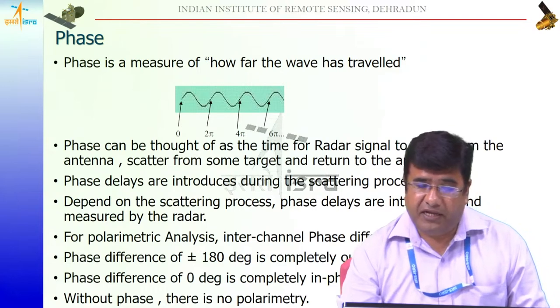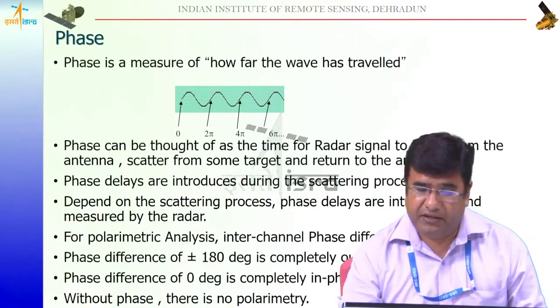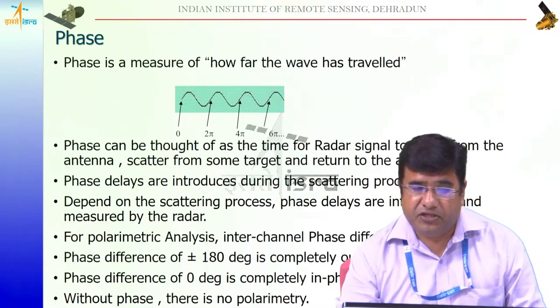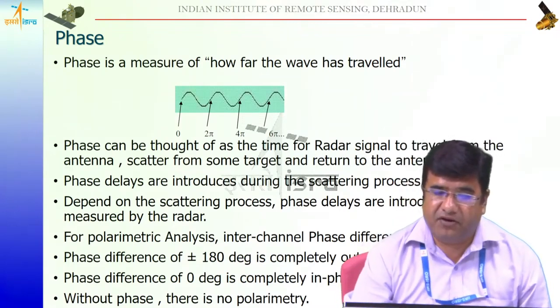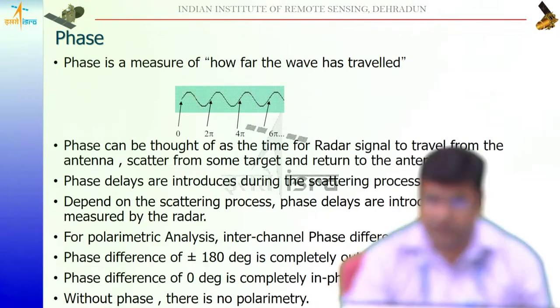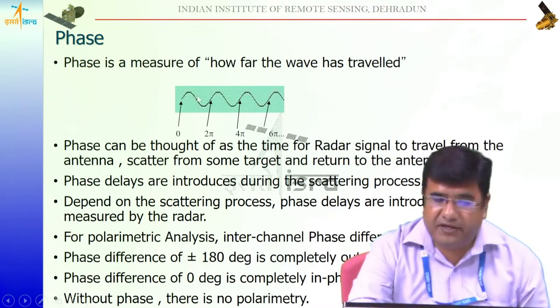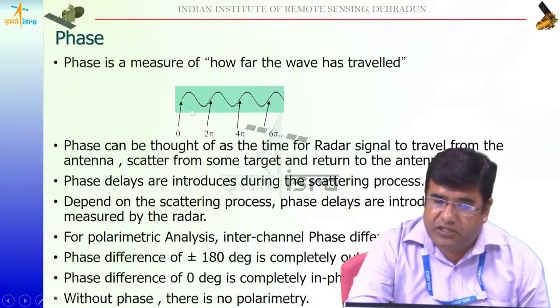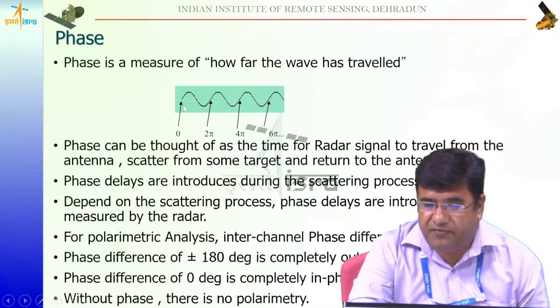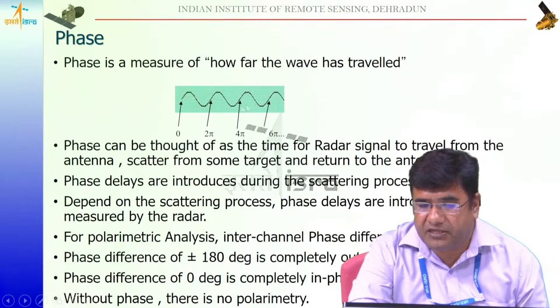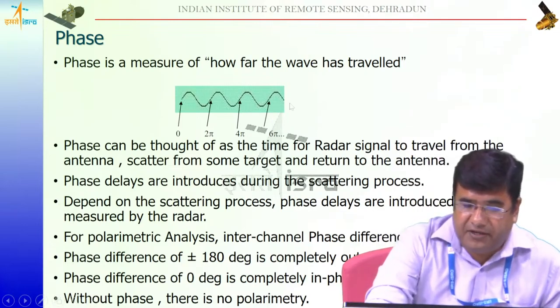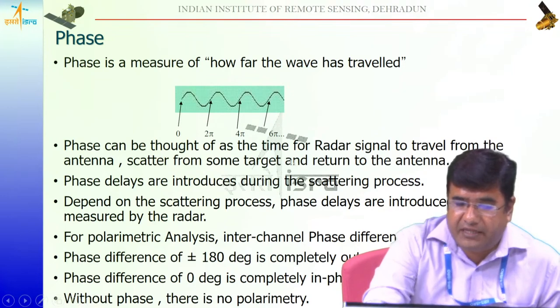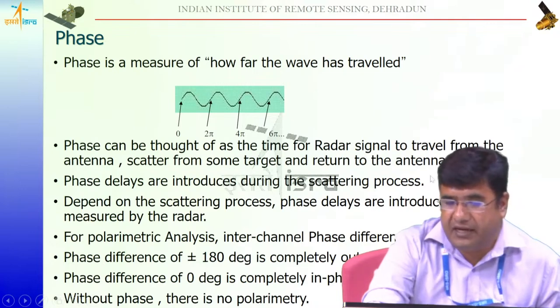Now how does the phase come into the picture of polarization? So what is the phase? Actually, phase is a measure of how far the wave has traveled. If the wave travels one cycle, 0 to 2 pi, two cycles, 2 to 4 pi, up to three cycles, 6 pi. So if we have different cycles, we can deduce how far the wave has traveled. So the phase can be thought of as the time for the radar signal to travel from the antenna, scatter from some target and return to the antenna.